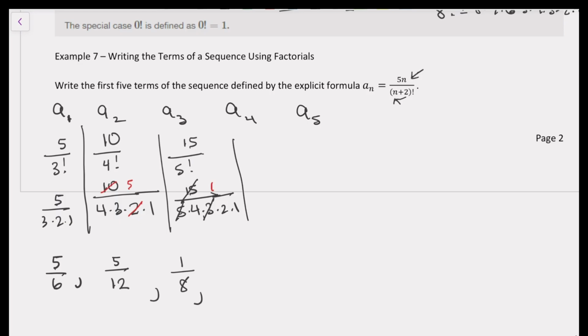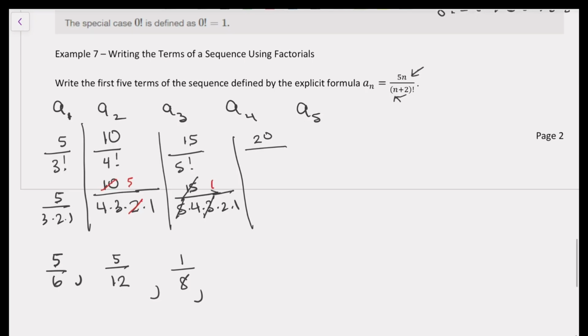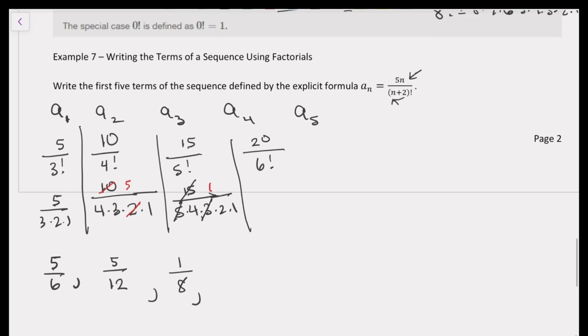Okay. A sub 4, we'd get a 20 on the top, and we'd get a 6 factorial on the bottom. 6, 5, 4, 3, 2, 1. Well, 5 times 4 is 20, so this simplifies. And we have 1 over 6 times 6, so 36 down there.